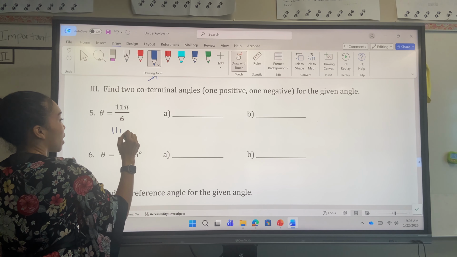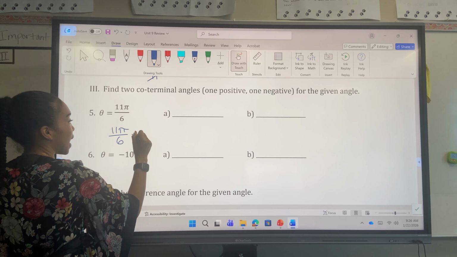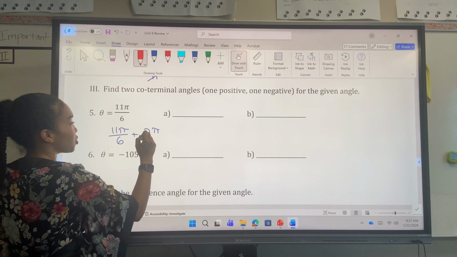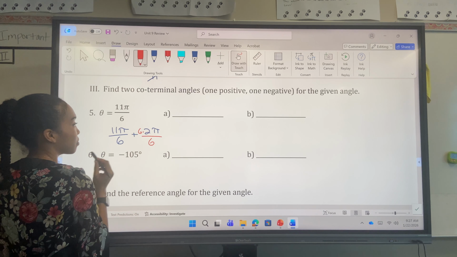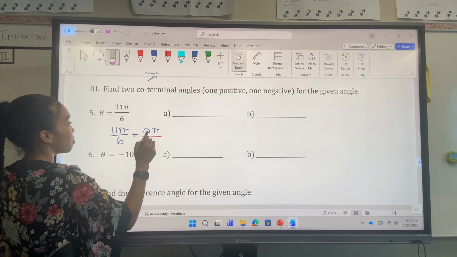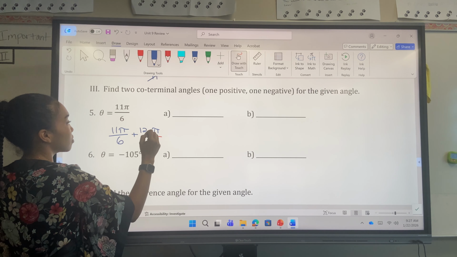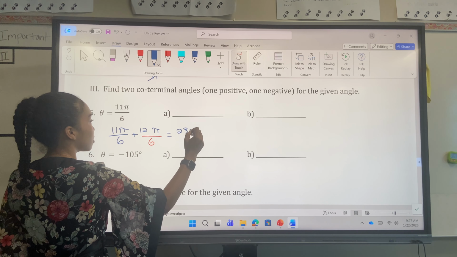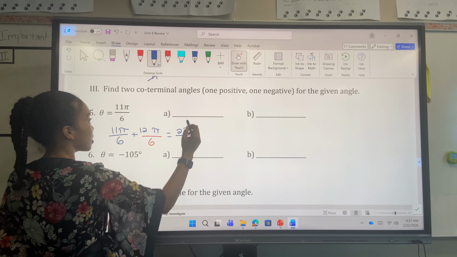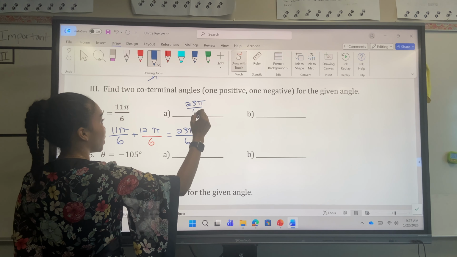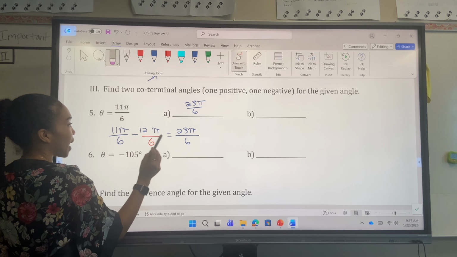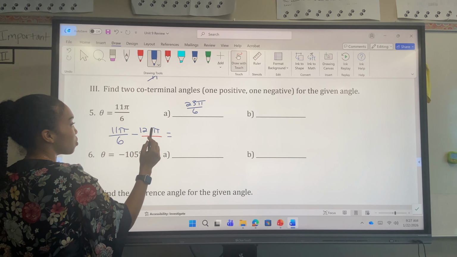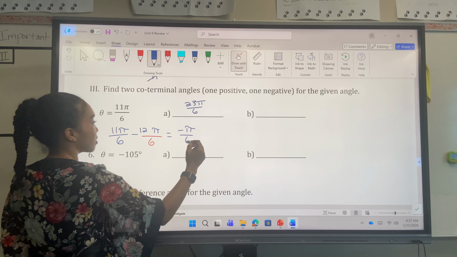I have 11 pi over 6 and I'm going to add a full circle. 2 pi is a full circle. Now you need to make sure the denominators are the same. So 6 times 2, that is 12. 11 plus 12 is 23 pi over 6. So that is my positive coterminal angle. Now I'm going to subtract and get my negative coterminal angle. 11 pi minus 12 pi is negative pi over 6.